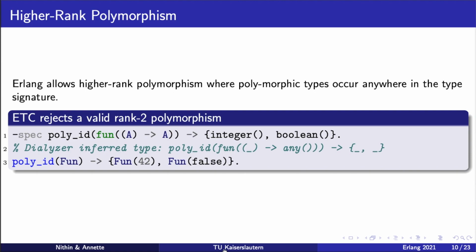Another case is higher rank polymorphism. Erlang allows higher rank polymorphism, where polymorphic types occur anywhere in the type signature. For example, here the quantifier will be only for that polymorphic identity function inside, as an argument. The problem is that the Erlang type checker cannot type check this because it does not support higher rank polymorphism. Same with Dialyzer. Dialyzer also infers the type, but it fails to infer the higher rank polymorphism shown in the type specification we show here. In the Hindley-Milner type system, or any other type system, inferring higher rank polymorphism is undecidable. So both Dialyzer and Etc cannot infer higher rank polymorphism. They cannot support inferring higher rank polymorphism completely.